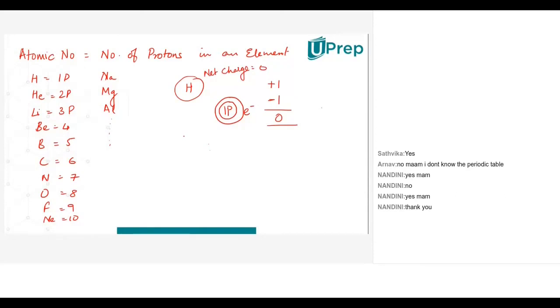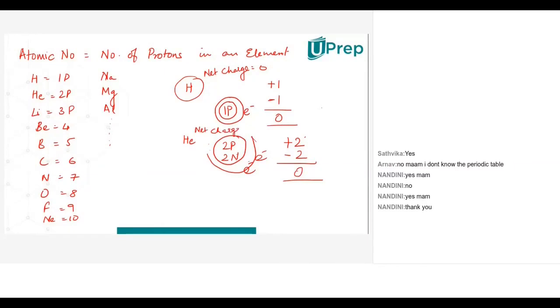Okay. Now, helium has 2 protons inside the nucleus and it has 2 neutrons inside the nucleus. And around this, it has 2 electrons revolving around. Sorry, that's a very bad diagram. So around the nucleus, electrons revolve, and it has 2 electrons revolving around the nucleus. So it has 2 positive charges, so I'm just going to put +2. And it has 2 negative charges, so I'm going to put -2. When I add this up, it is 0. So the net charge on helium is also 0.